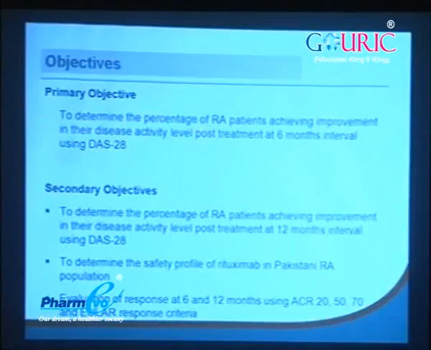So the primary objective of this study was to determine the percentage of RA patients achieving improvement in their disease activity level at a 6 month interval using the DAS28. The secondary objective was to determine the percentage of RA patients who achieve improvement in their disease activity level at 12 months after starting the treatment, and to determine the safety profile of rituximab in the Pakistani RA population. And also evaluation of response at 6 months and 12 months using the ACR 20, 50, 70 and EULAR response criteria.